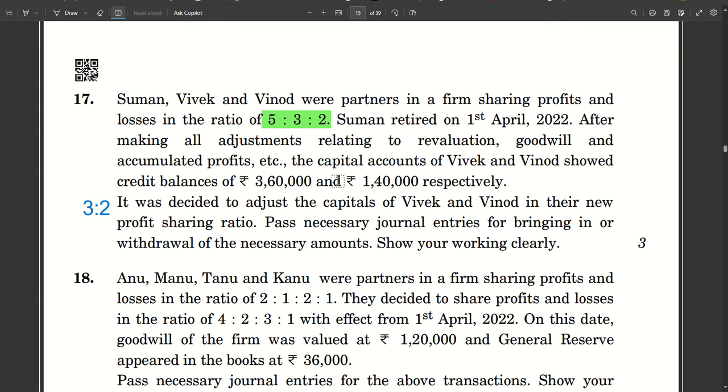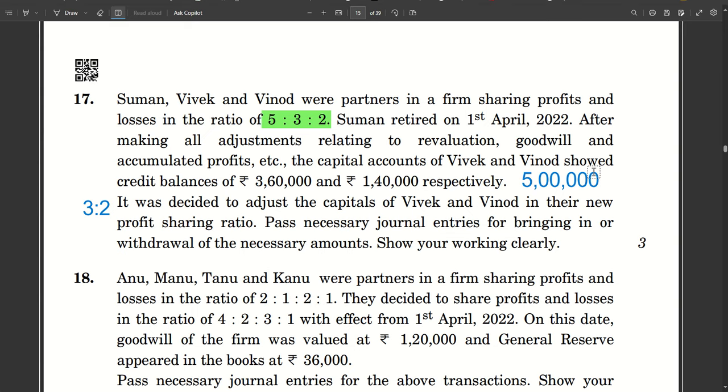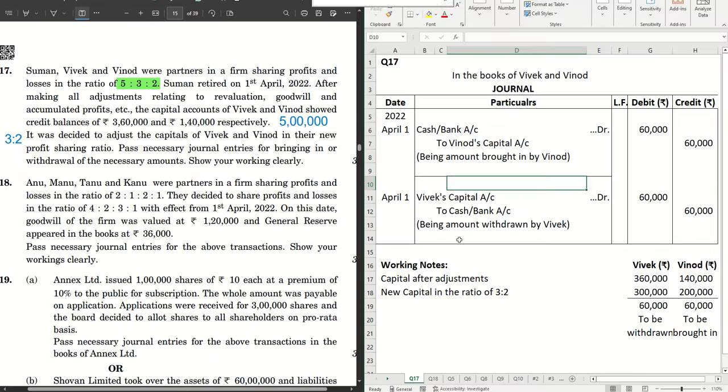So if you add the existing credit balances after all adjustments, 3,60,000 and 1,40,000, you get 5 lakh. That's the total capital that they will have in the new firm after retirement of Suman. So let's have a look at the solution. Before getting into the journal, let's have a look at the working notes first. The capital after adjustments for Vivek and Vinod is 3,60,000 and 1,40,000, which is already given in the question.